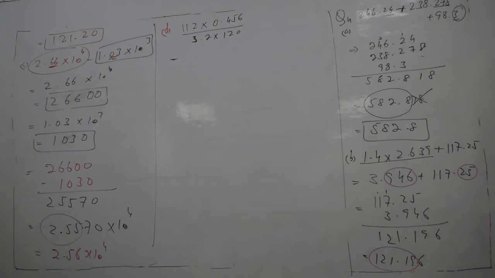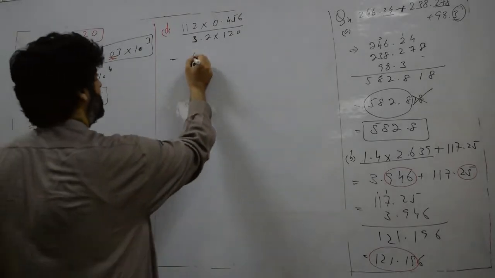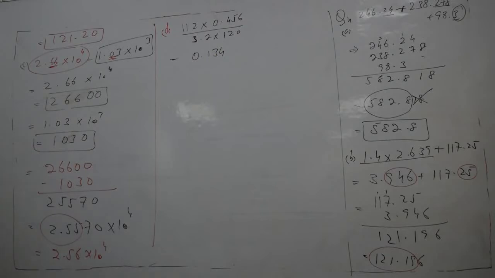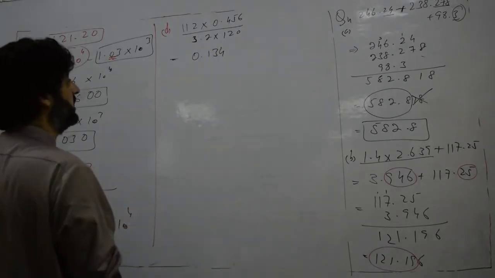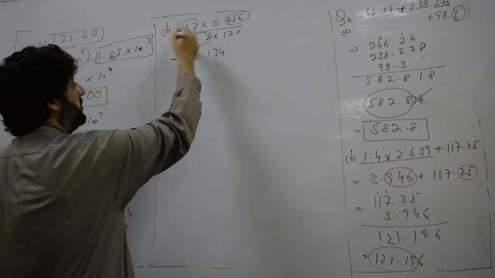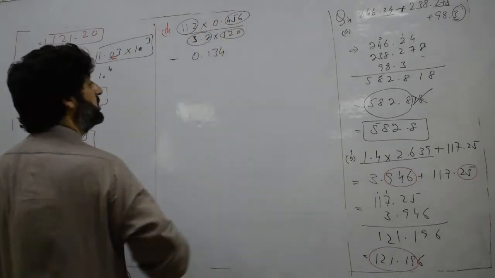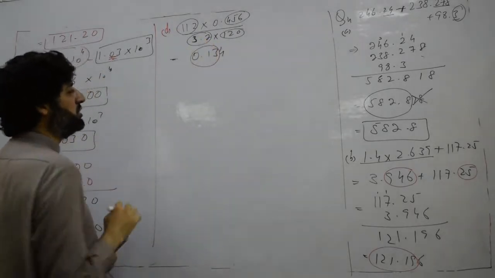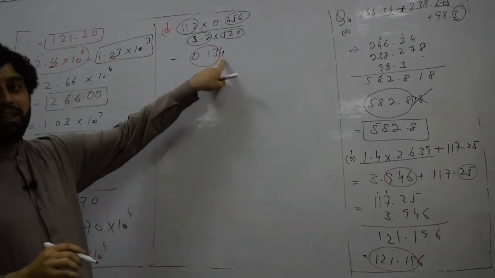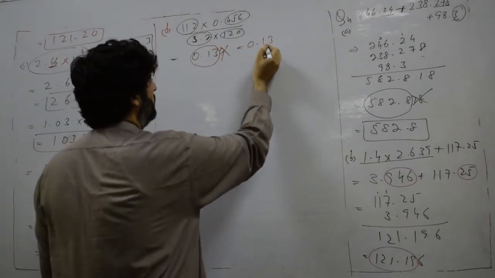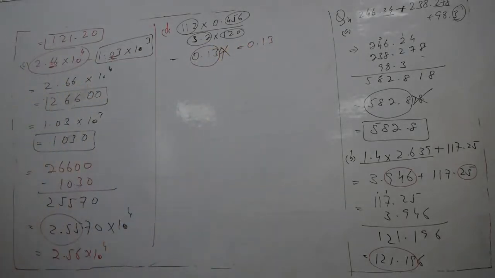If you use the calculator, we will get 0.134. This is the answer given by the calculator. Now look at the number of significant figures. Here we have 3 significant figures, here 3, here 2, and here 2. So the minimum is 2, so the answer should consist of 2 significant figures. 4 is the last digit, and 4 is less than 5, so remove it directly without any change. It will be 0.13. That is the correct answer for part D.